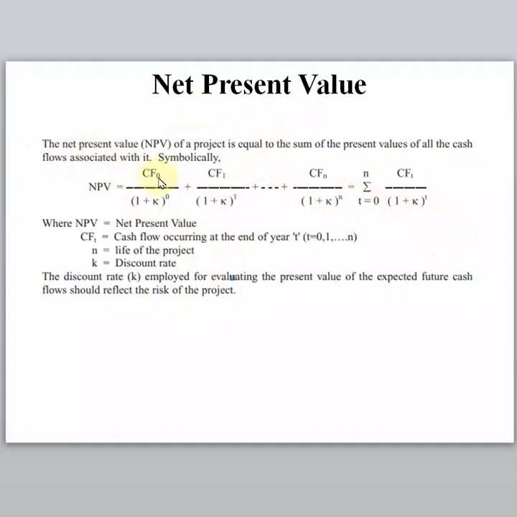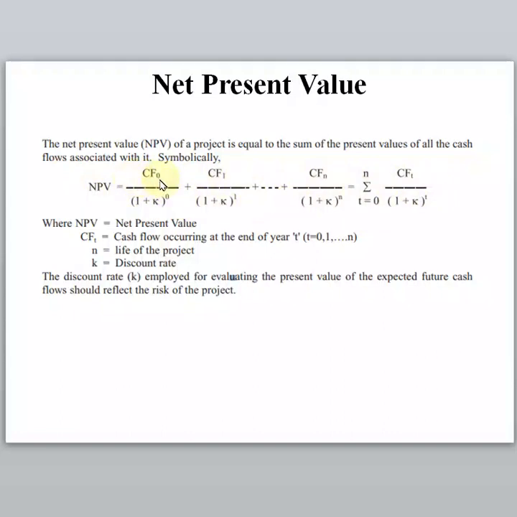So now we are going to see this with the formula. The net present value of a project is equal to the sum of the present value of all the cash flows associated with it. The formula is: NPV, the net present value, equals CF0, CF1, up to CFN. These are nothing but the cash flows. CF is the cash flow.